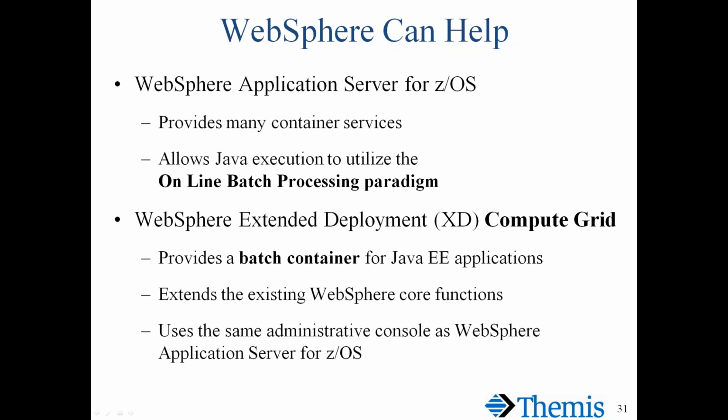WebSphere has been around since the beginning of Java Enterprise Edition in 1998, and for the last 18 years IBM has been improving and updating the product, which provides many container services. There have always been the two containers in WebSphere, the servlet container and the EJB container, which we won't be talking about. But the new WebSphere Compute Grid provides a batch container. So in addition to the online, interactive processing that WebSphere has been doing for the last 18 years, now there's a capability for batch processing as well. And that's the main focus of this part of our discussion.